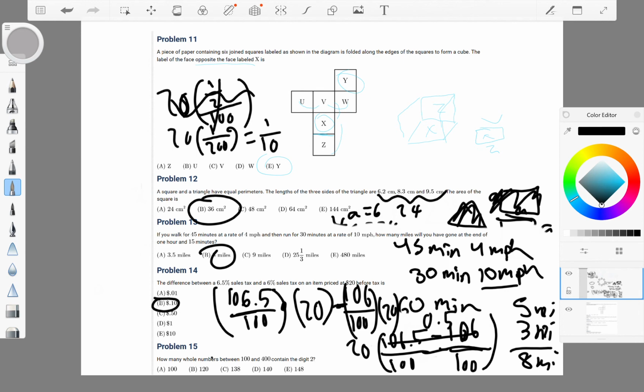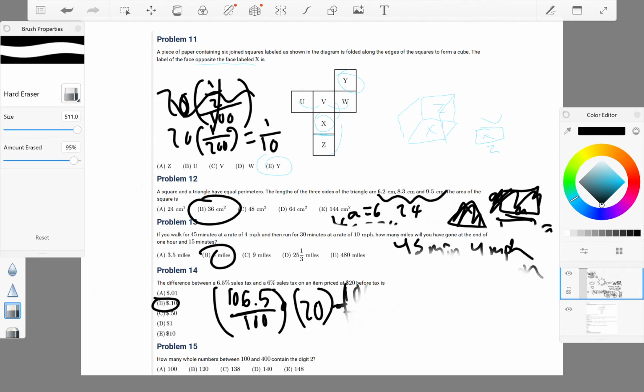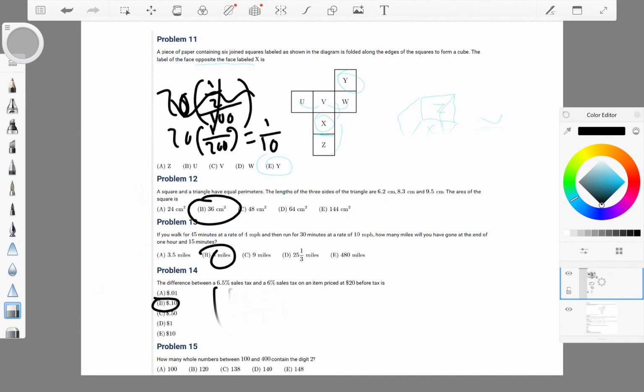Okay, how many whole numbers between 100 and 400 contain the digit 2? Okay, so this is actually a pretty good problem for one of the most useful tricks that you can have in contest math specifically. And so this trick is that, basically instead of counting the number of things which have a 2 in them, it's much easier to count the number of things which don't.